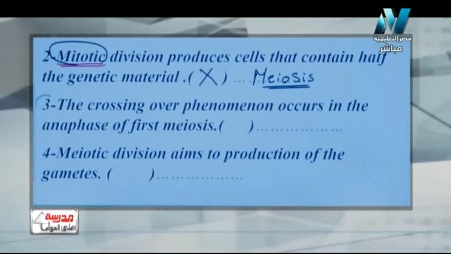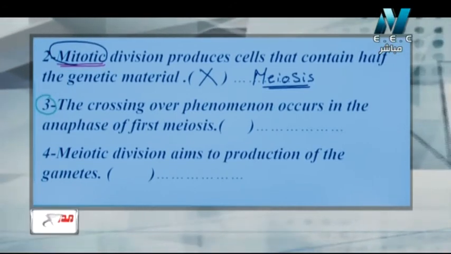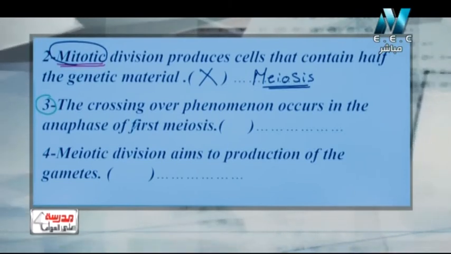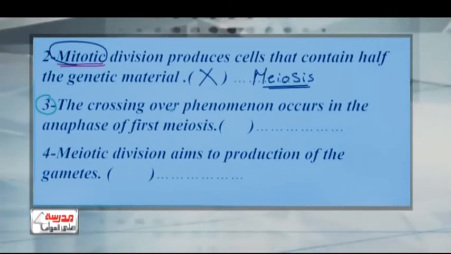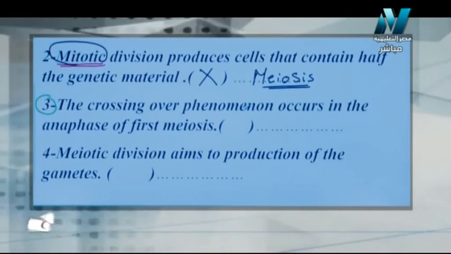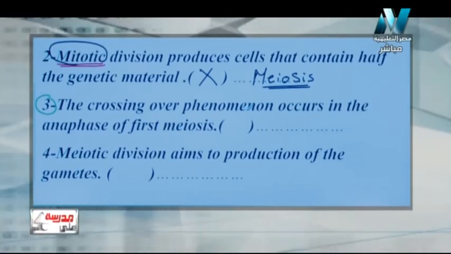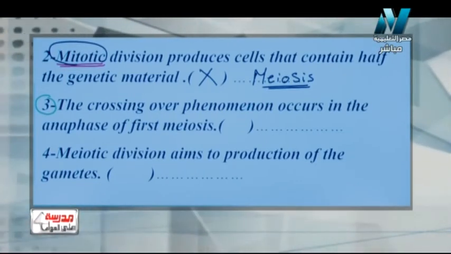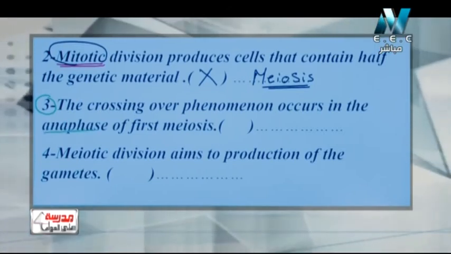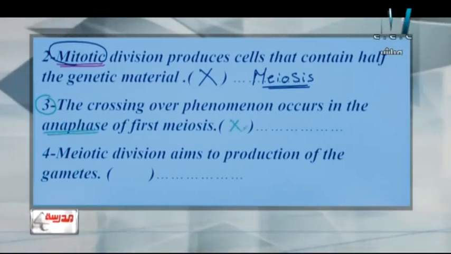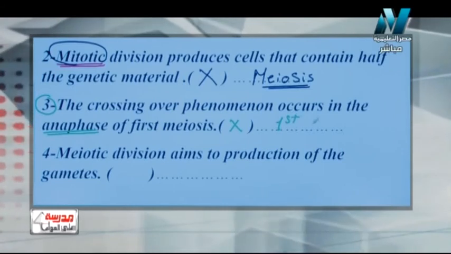Number three, the crossing over phenomenon occurs in the anaphase of first meiosis. Of course we know crossing over phenomenon as the exchange between the inner chromatids to form a new trait, but not in anaphase, in what? In the first prophase.